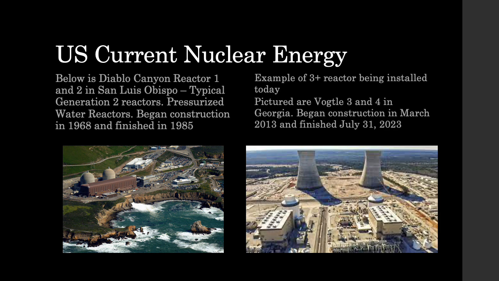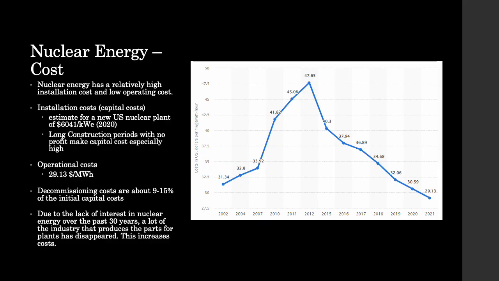The most recent reactors that were built in the U.S. are Vogtle 3 and 4. They are Generation 3 Plus reactors, and this is the type of reactor that I will be evaluating today through the criteria. They began the construction in 2013 and just finished 10 years later on July 31st of 2023. The first criteria that I'm going to evaluate is cost for nuclear energy.